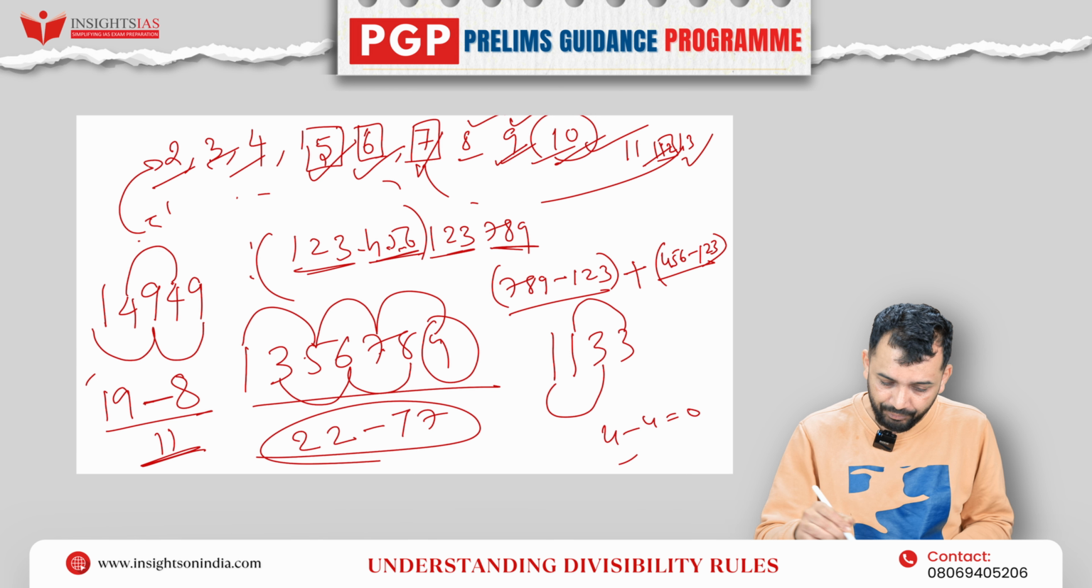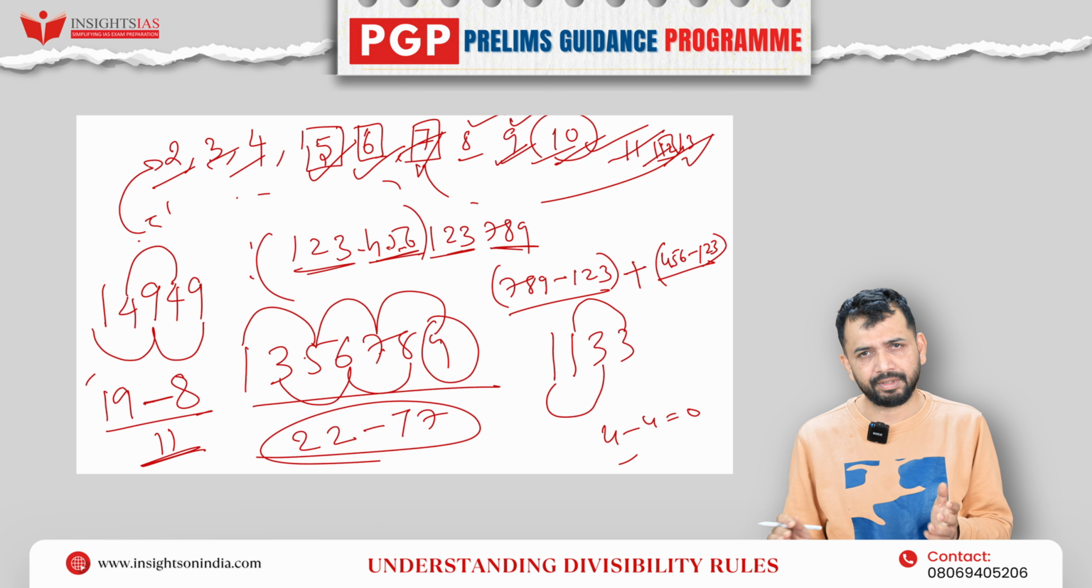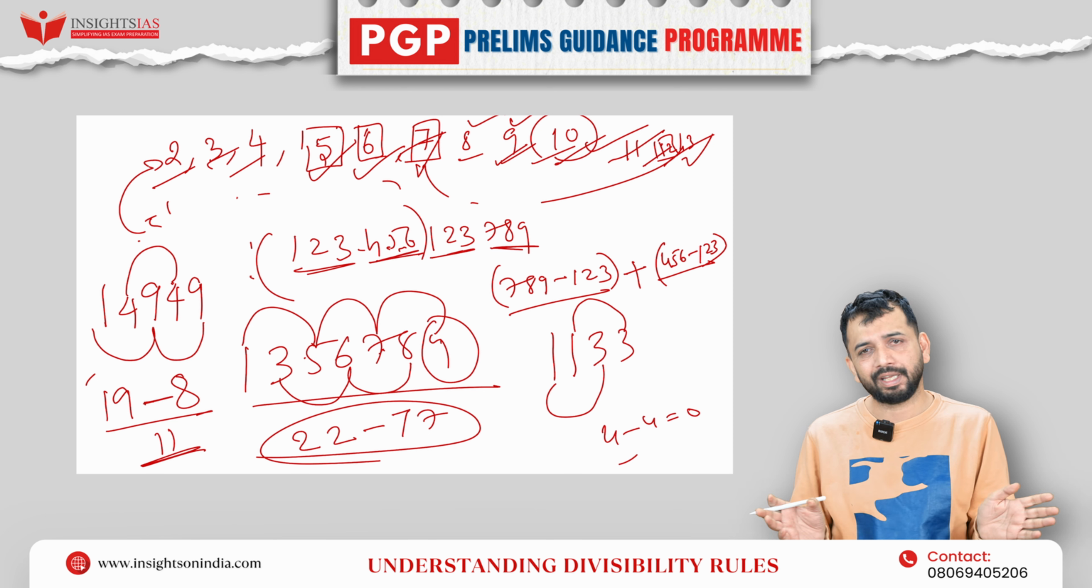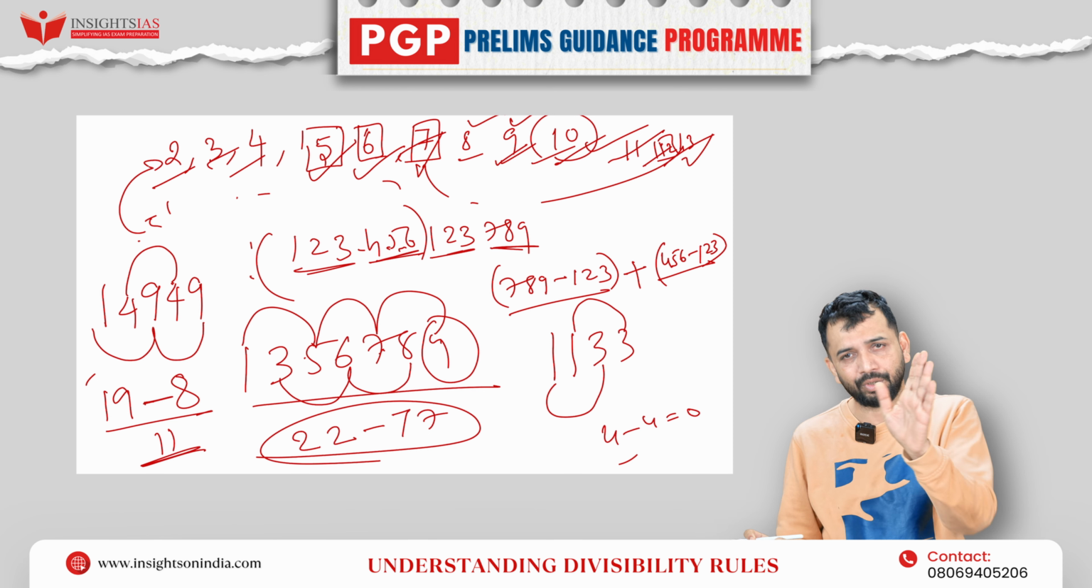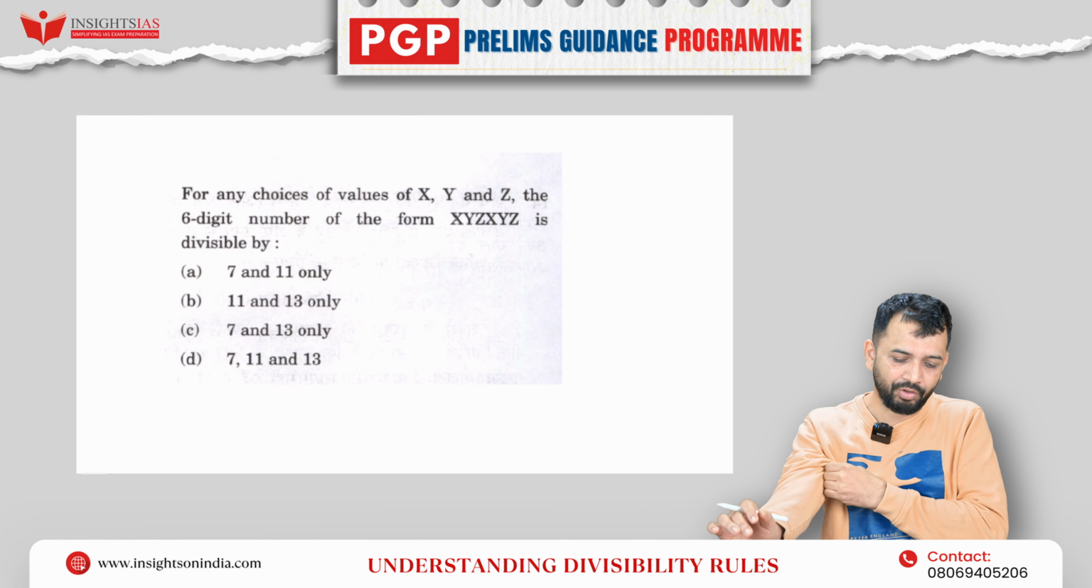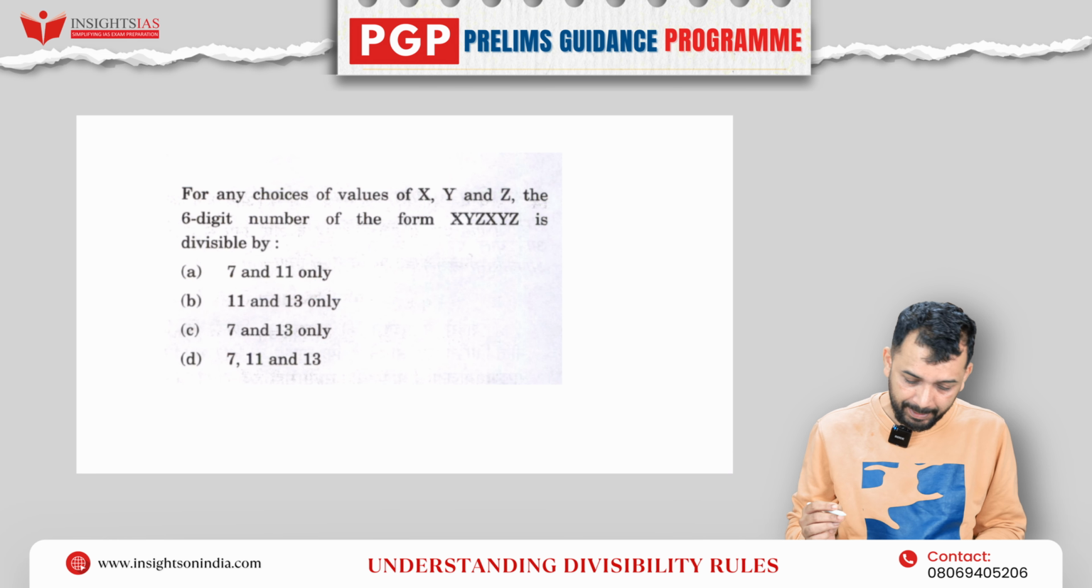So that is for your 11, 7 and 13. That's it basically. For 17, 19 and other numbers, rules are there, but they are not really useful. It is better that you calculate them manually. Now let's see some of the problems and solve how they are being given.